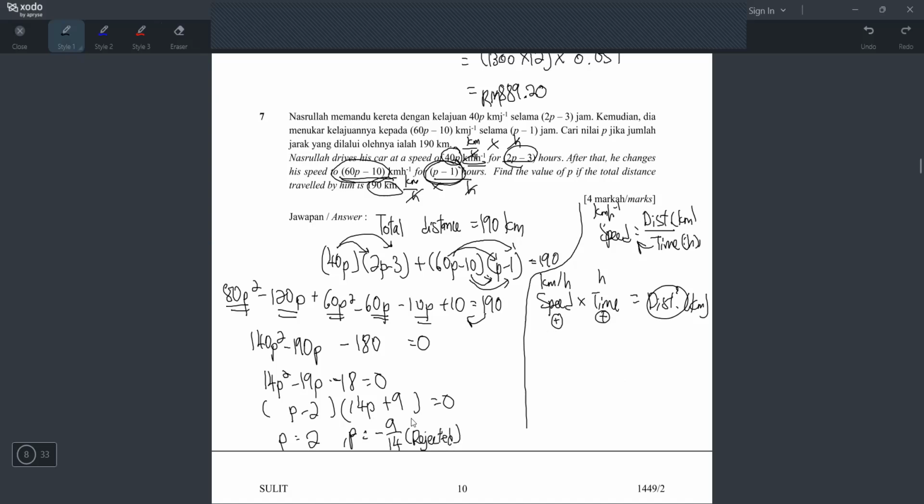So we will write rejected because speed tak boleh negative. And then distance also, so you end up with this. So this is your answer.